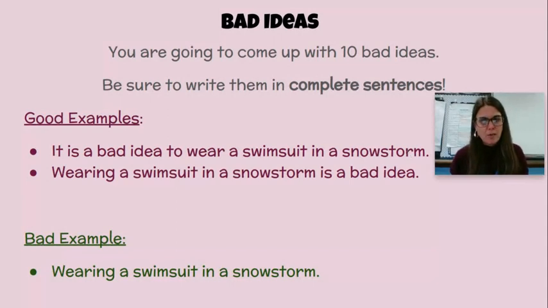Remember the very first thing we've learned about sentences this year? Every sentence needs a who and a do. The who is what the sentence is about. So right here, "it" is our who, okay? It, and what? It is a bad idea to wear a swimsuit in a snowstorm. So we have a who and we have a do, okay? It, and what is the it doing? Is a bad idea to wear a swimsuit in a snowstorm. Okay, so this is a complete sentence.